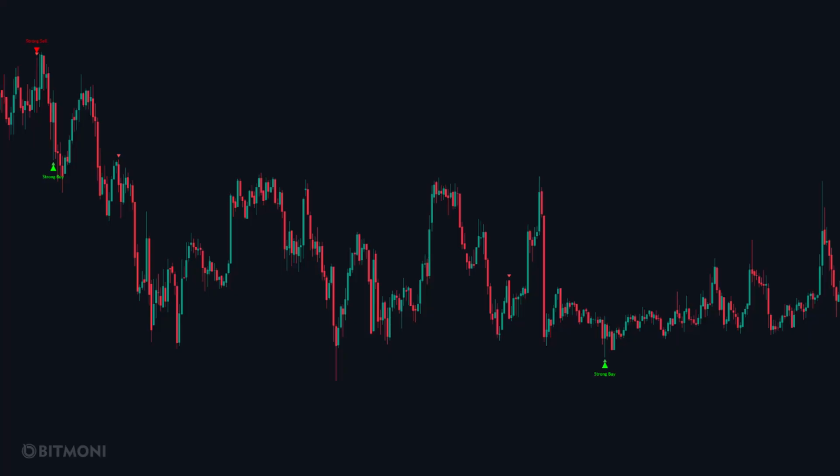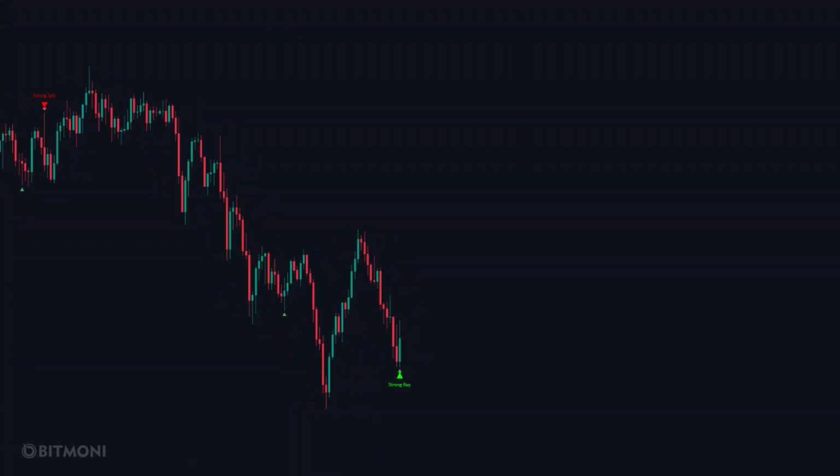Now, let's go over some real chart examples so you can see how this indicator plays out in real time. It's important to note that this indicator is not limited to a particular time frame, but based on my personal experience, it performs better on higher time frames, such as the 1 hour and above. So for this strategy, we will be making use of the 1 hour time frame.